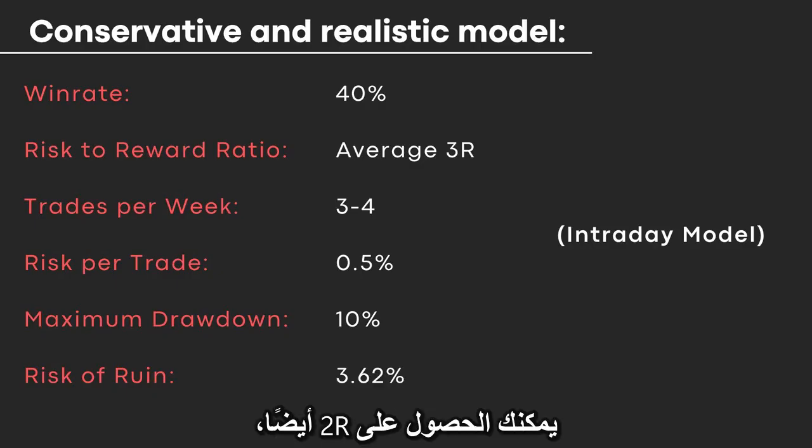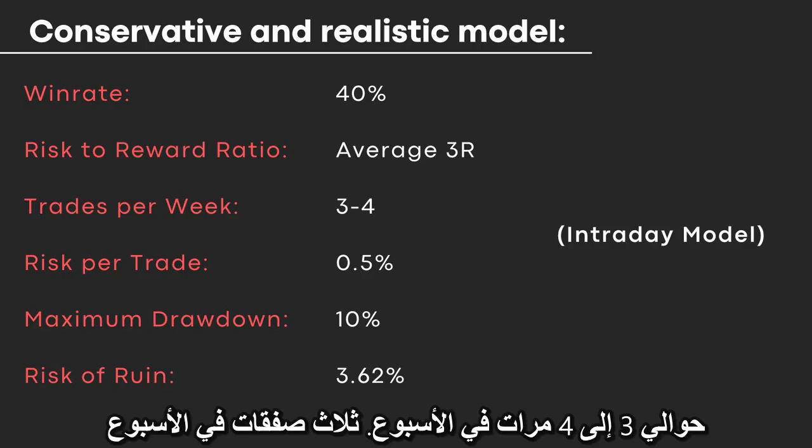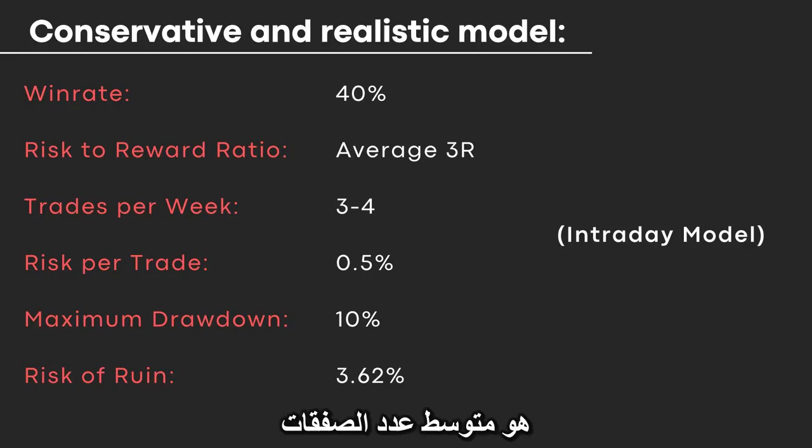You can have a 2R as well, or you can have a 4R ratio too, right? I've set this 3R here just to explain this case study. The next metric that we're going to consider is the trades per week, which these models offer around 3 to 4 times per week, right? 3 trades per week is the average trade quantity that this model offers.